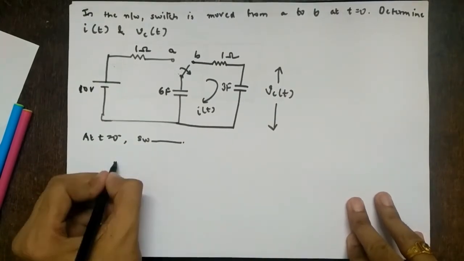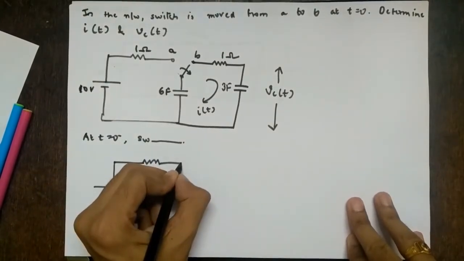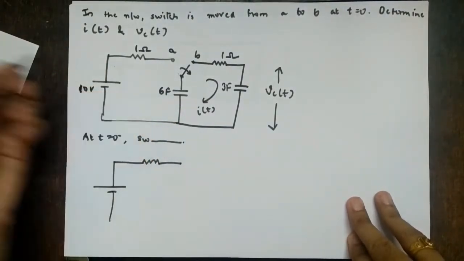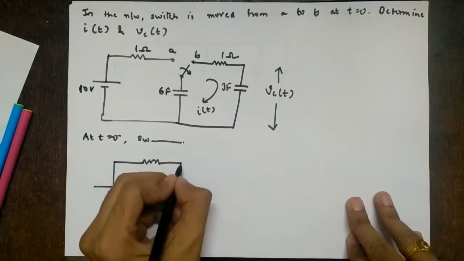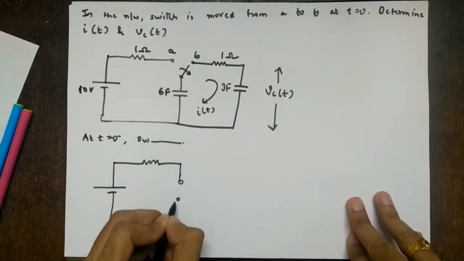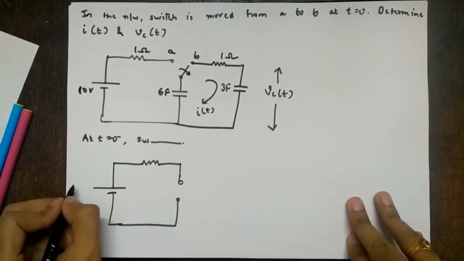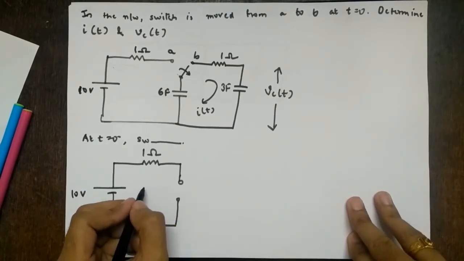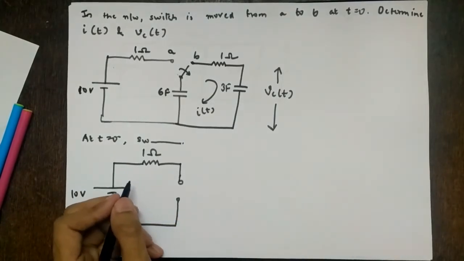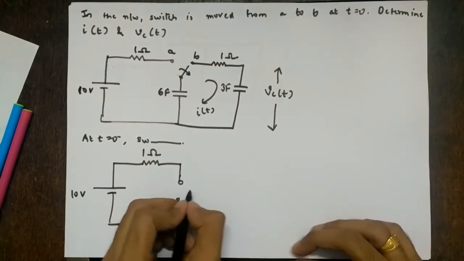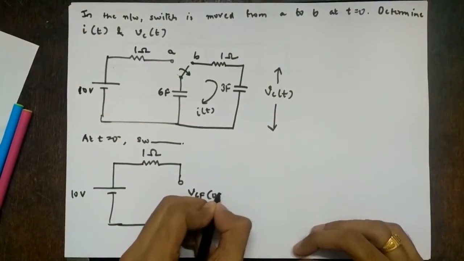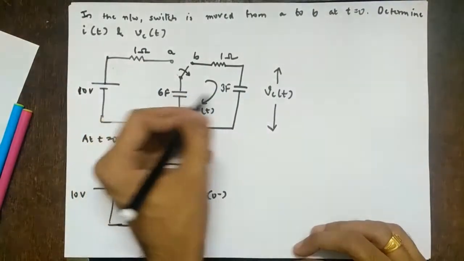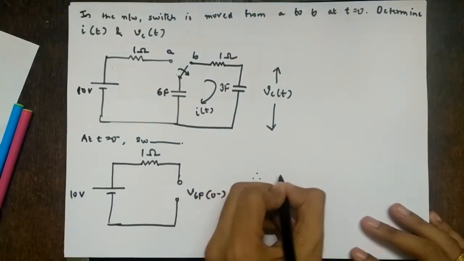So the circuit will be somewhat like this. What will happen when the switch is at position A? Obviously it is assumed that it is in steady state condition before switching, from minus infinity to 0 minus. Just as the inductor was replaced by a short circuit, the capacitor will be replaced by an open circuit. So this is 10 volts, this is 1 ohm, right? What will be the voltage across this? This will be V6 farad of 0 minus. Why am I mentioning 6 farad and not C? Because I have two capacitors, right?